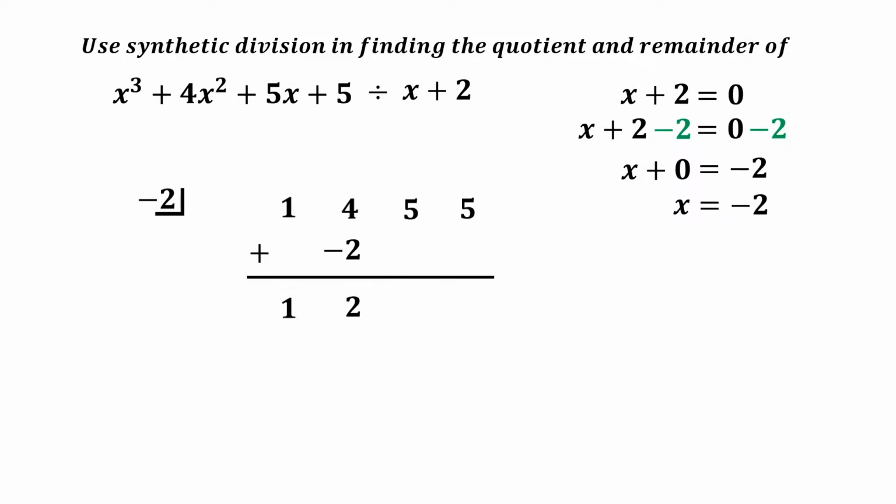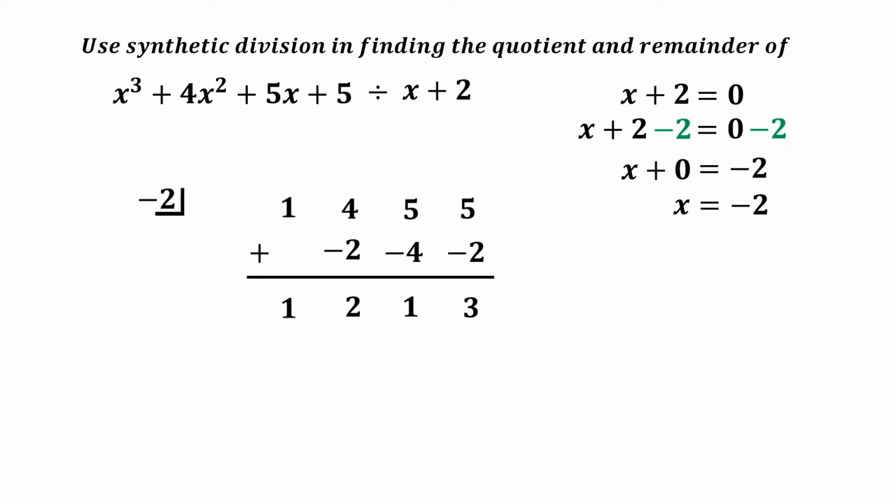Then, 2 multiplied by negative 2, the answer is negative 4. Since they are different in sign, again, it will proceed to subtraction. 5 minus 4, the answer is 1. Then, 1 multiplied by negative 2, the answer is negative 2. Since they are different in sign, it will proceed to subtraction. 5 minus 2, the answer is positive 3. We are already done in solving.